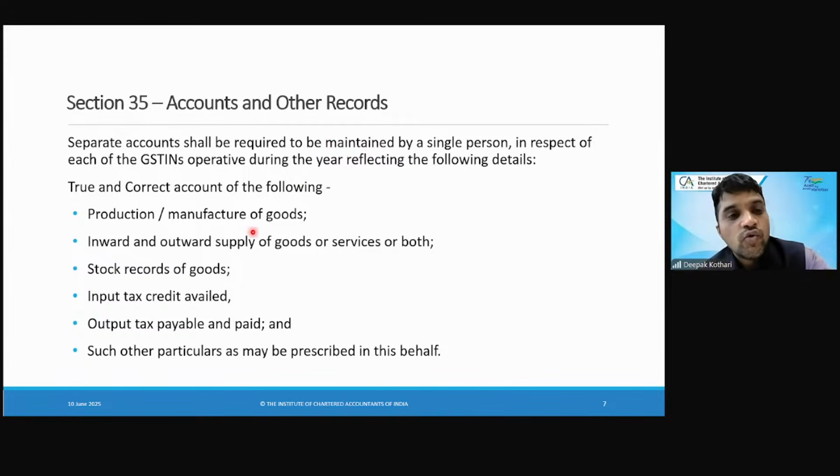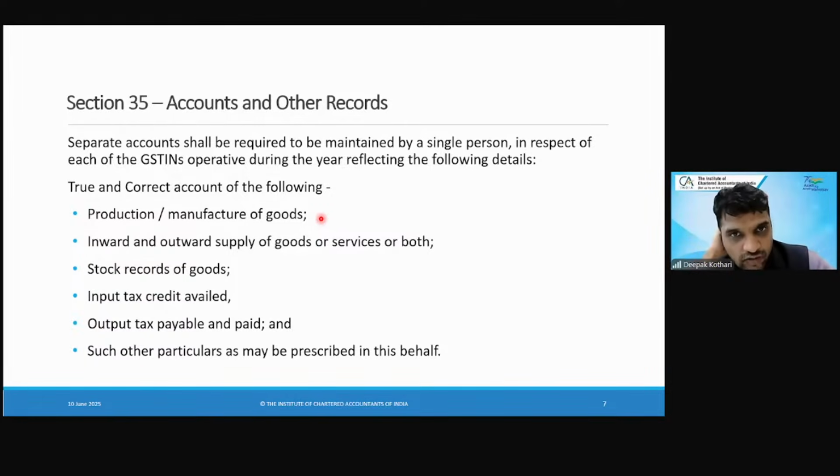You have to have a true and correct account of the following. If you are a manufacturer, then you should have details of production or manufacture of the goods. You should have a list of inward and outward supply of goods. If it is a manufacturer, the first will apply. For a non-manufacturer, the rest of the things will apply. You have to have details of inward and outward supply of goods or services or both. So if you're a trader, what are the purchase registers? You have to have a record of all your purchases and all your sales. So a list of inward and outward supply of goods or services.